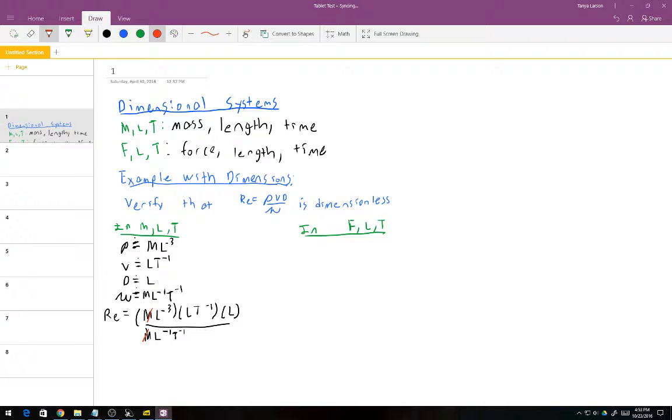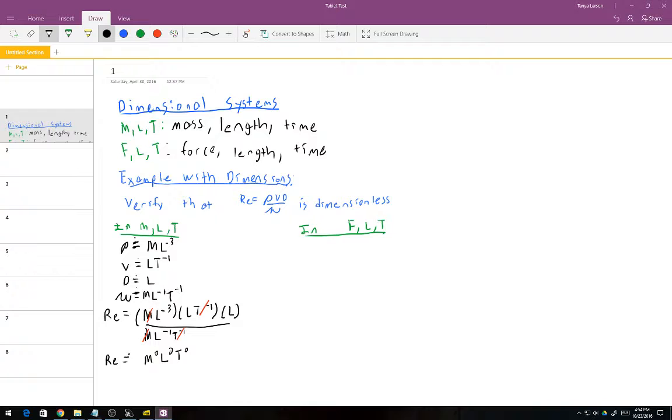Mass and mass are first going to cancel out. T to the negative 1 and T to the negative 1 are going to cancel out. And I clearly have negative 3, negative 2, negative 1, and negative 1. And I am left with Reynolds number being essentially completely dimensionless. It is M to the 0, L to the 0, T to the 0. So in the MLT system, it is dimensionless.